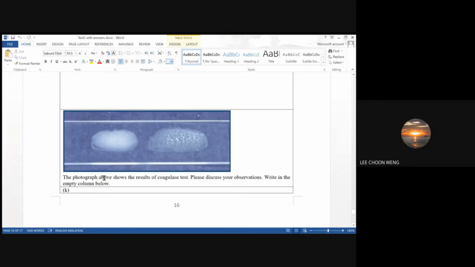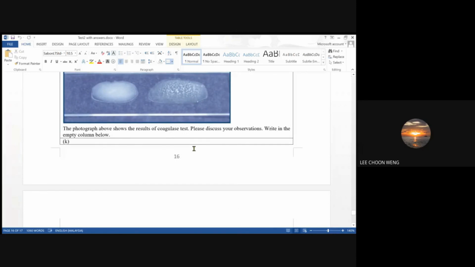Okay, so this is the coagulase test. So here you can see coagulase positive, here is coagulase negative. So coagulase positive is when you see the cells clumping up together. This is usually used to differentiate between Staph aureus, coagulase positive Staph, and coagulase negative Staph, usually Staphylococcus epidermidis.